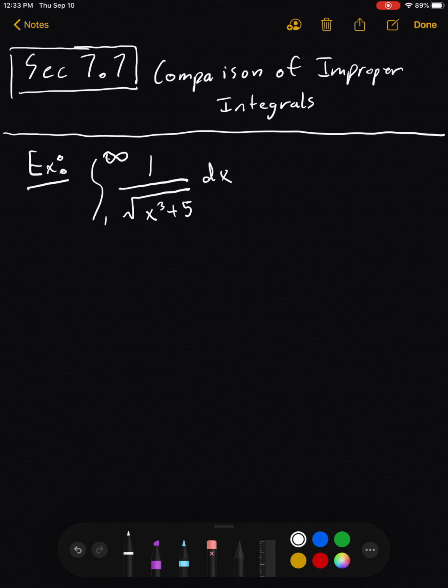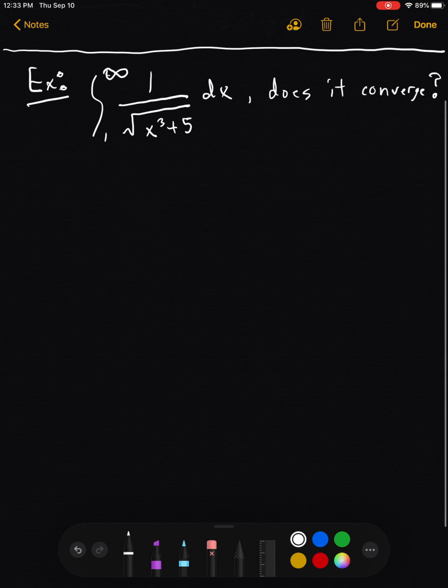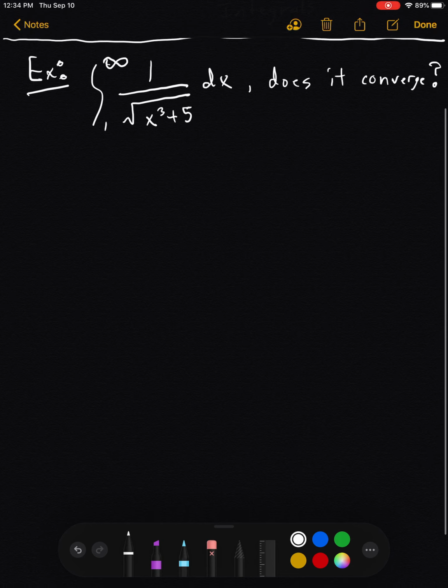So let's consider this example real quick. Let's say that I want to know if this integral converges or not. Well, we could try to solve it with a u substitution.